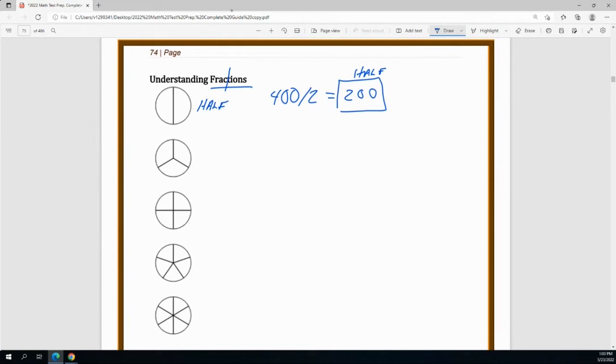And a half means to divide something by 2, like what we did with 400. I took 400 and divided it by 2. If I take 400 and divide it by 2, then that means each piece is 200. I break it into 2 pieces where each piece is worth 200.